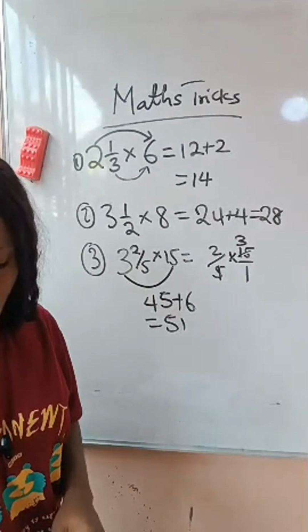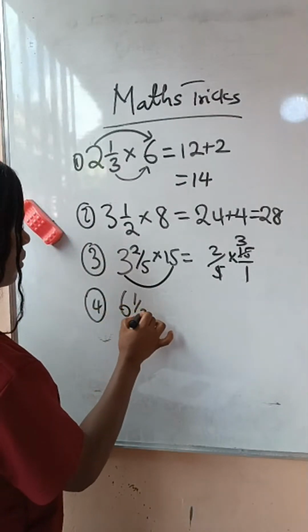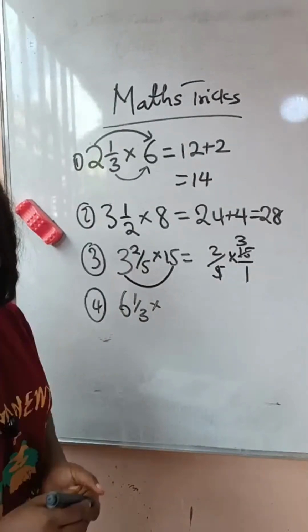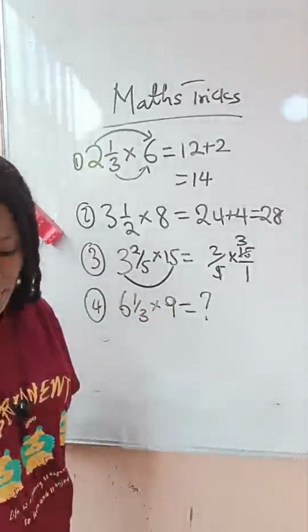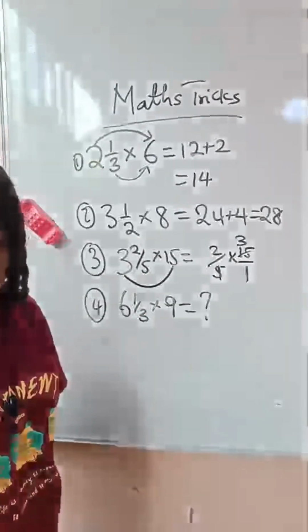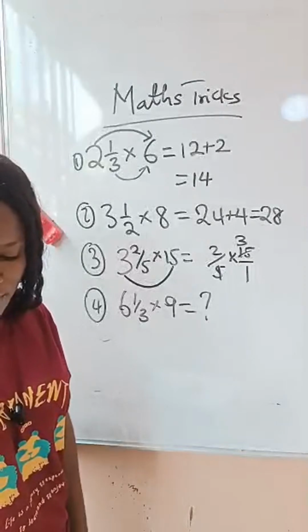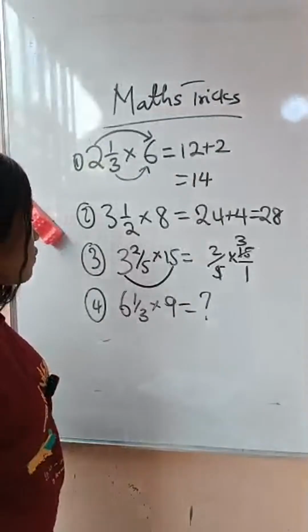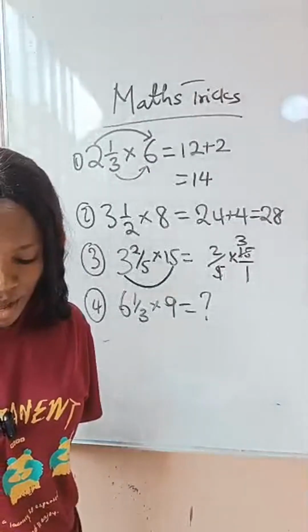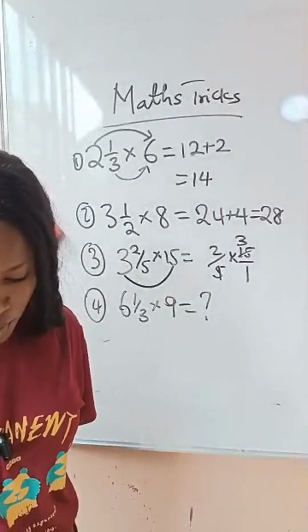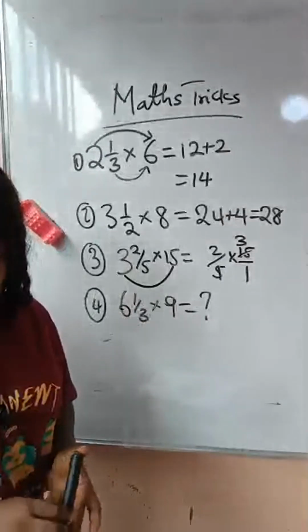Very easy. Now, what of 6 whole number 1 over 3? 6 whole number 1 over 3 multiplied by 9 is equal to what? 6 and 1/3 multiplied by 9, using our math trick. What is the answer? I have 57 by PK and by Pompoko. All right, and that is the answer.